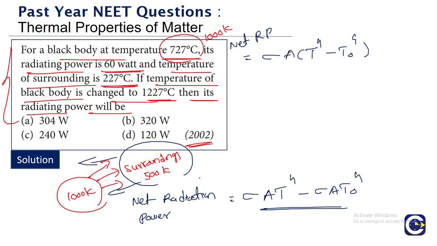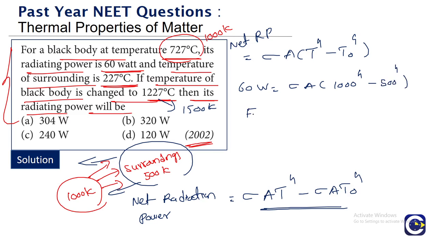This is the relation for the net radiation power of any object. So whenever they talk about the surrounding temperature, we should keep one thing in mind clearly, that we should consider net radiation power. Here the initial net radiation power is 60. When you change the black body temperature to 1227, in terms of the Kelvin scale it is 1500 Kelvin. So initially, 60 watt is equal to sigma A into 1000 power 4 minus 500 power 4.